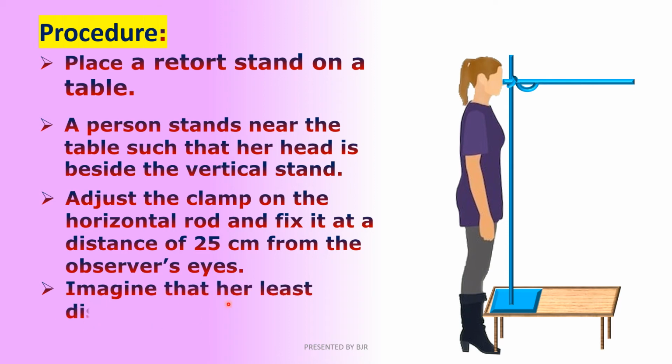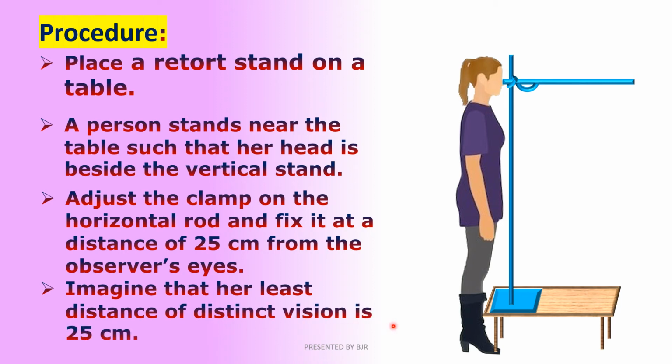Imagine that her least distance of distinct vision is 25 centimeters. Here, the reason I am going to place the stick vertically at this position is that the least distance of distinct vision in her case is 25 centimeters. That's why I am going to place the stick vertically here.